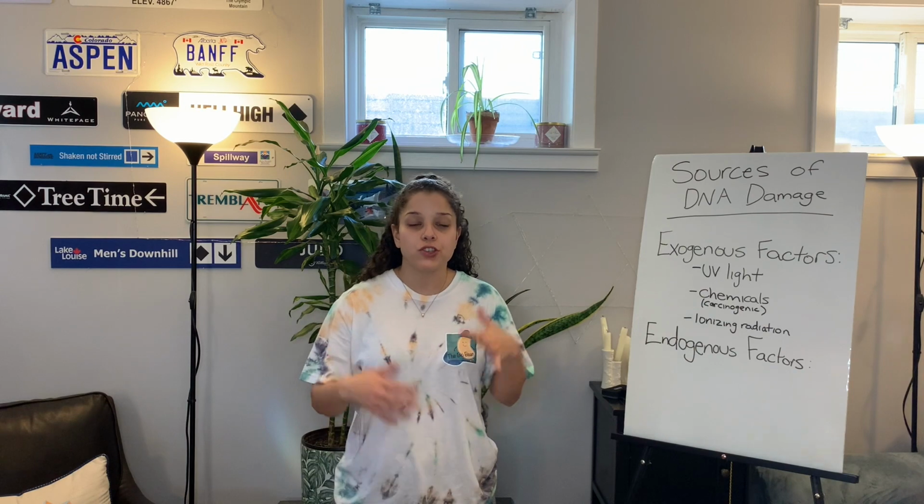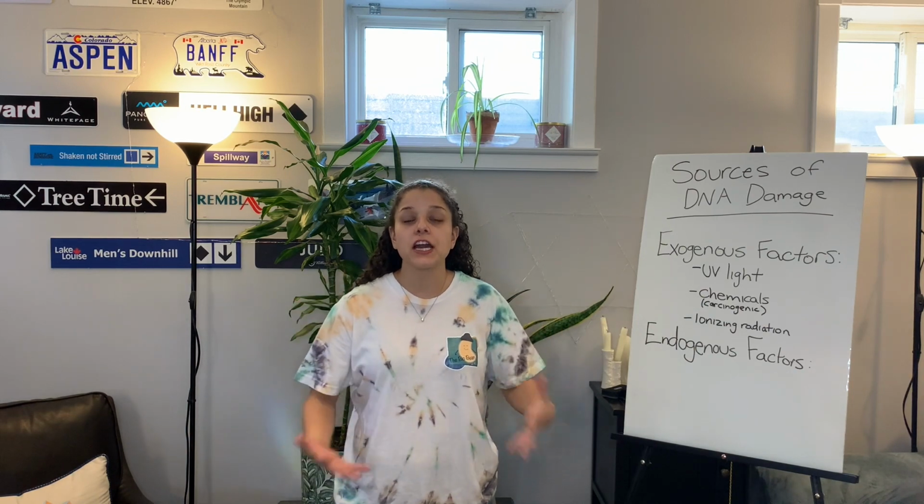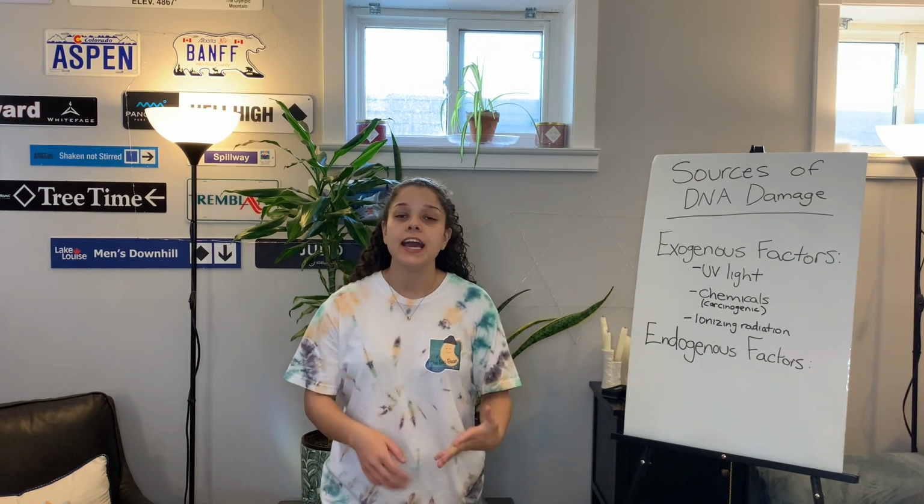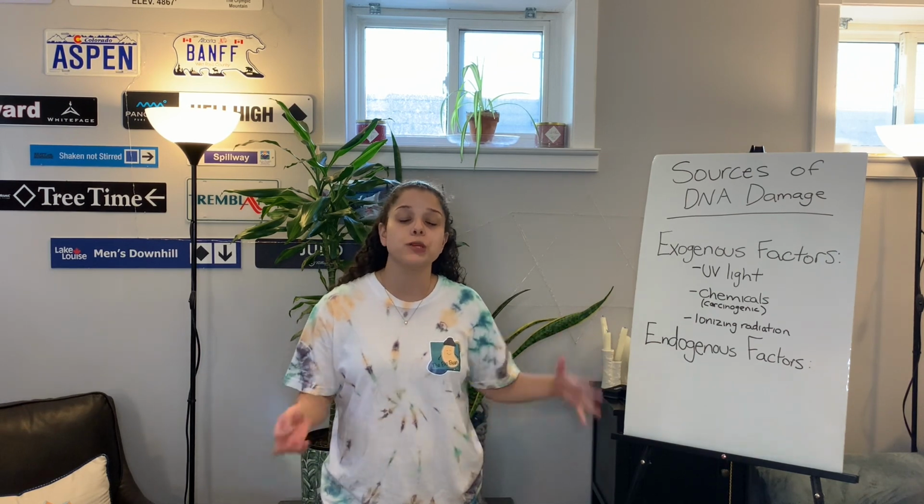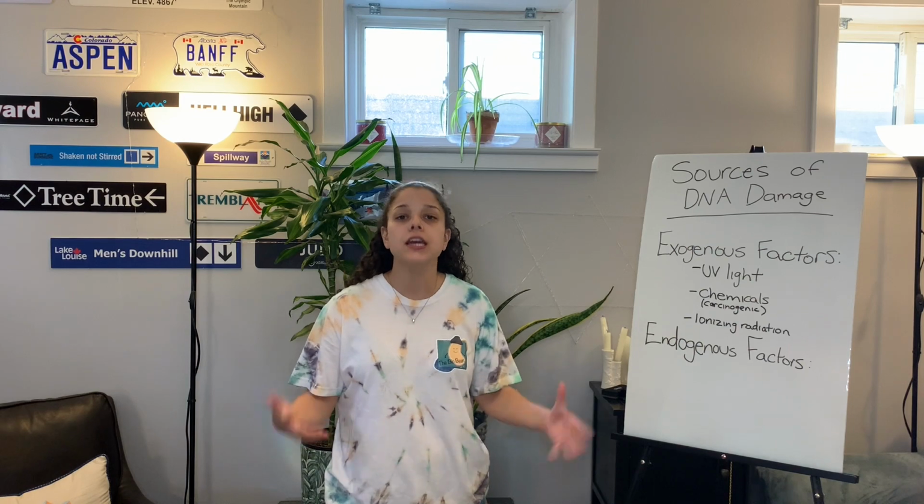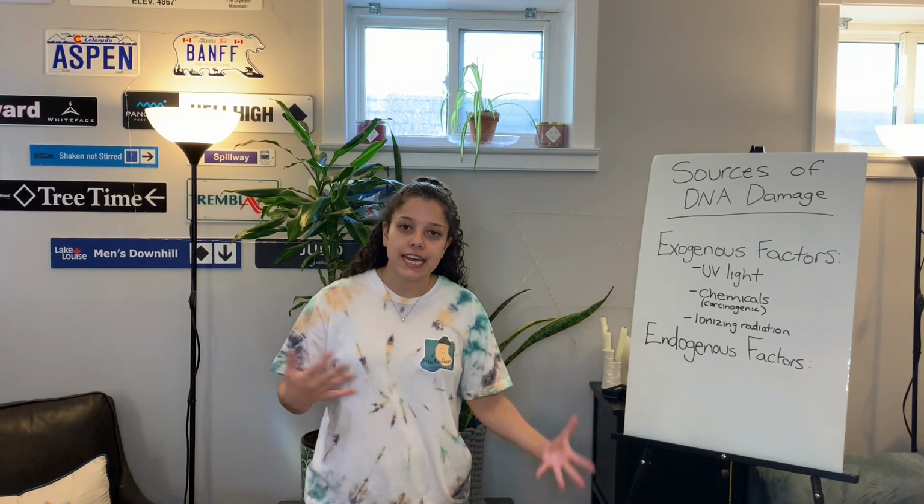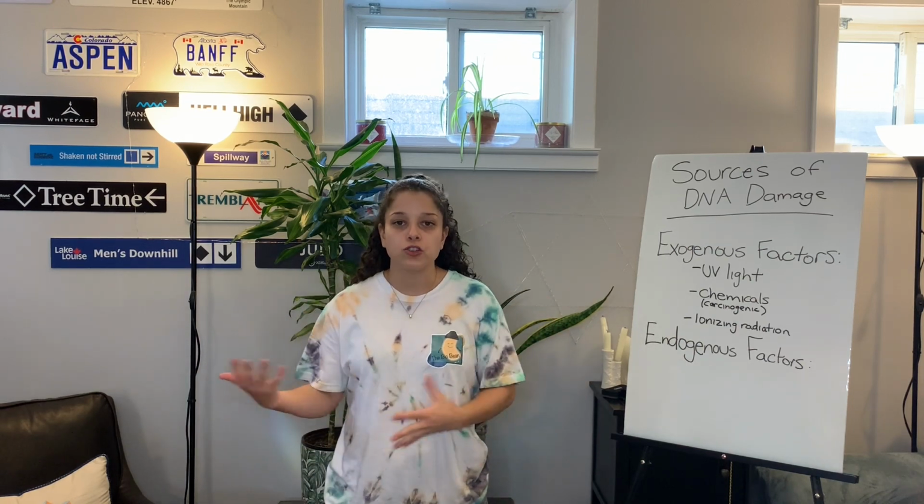The first one is UV light. Some of the light that comes from the sun is UV light, and that is why we need to protect our skin using either clothing or sunscreen, because that UV light coming from the sun is capable of causing DNA damage that may then lead to cancer.